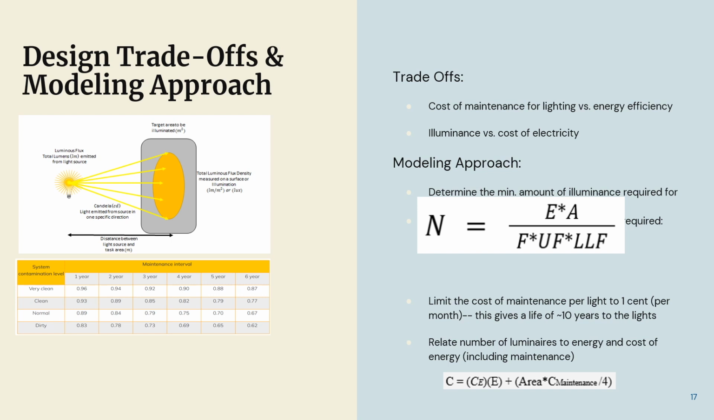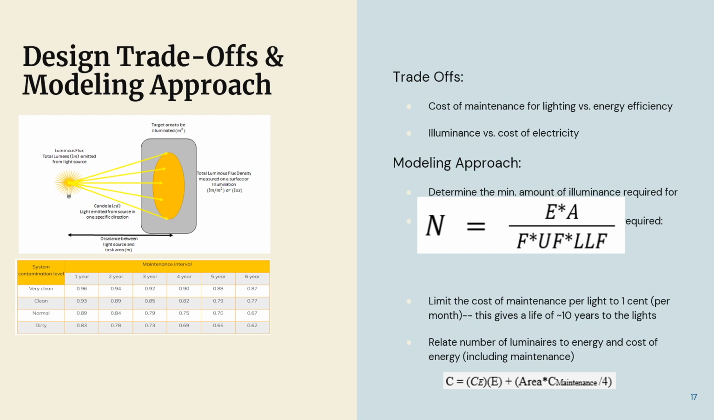This subsystem does have a few inherent trade-offs, namely the cost of maintenance versus energy efficiency. So the more dirt that's on top of lights, it's going to require more maintenance to wipe that off and create higher efficiency bulbs. We also have a trade-off in terms of illuminance versus the cost of electricity. So if we wanted brighter workstations, it requires more lighting, more energy for those lights.